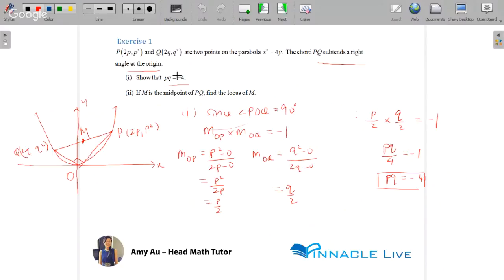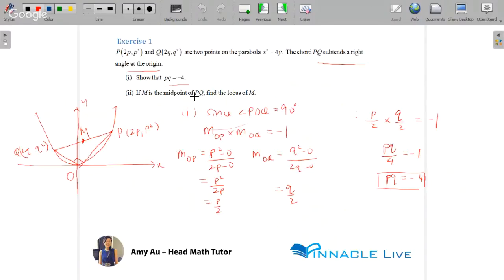So to show that pq is -4, we studied the gradient of OP and the gradient of OQ, which is p on 2, q on 2. And since they are perpendicular, they multiply to -1. So the two things should multiply to -1, and that will produce your condition.